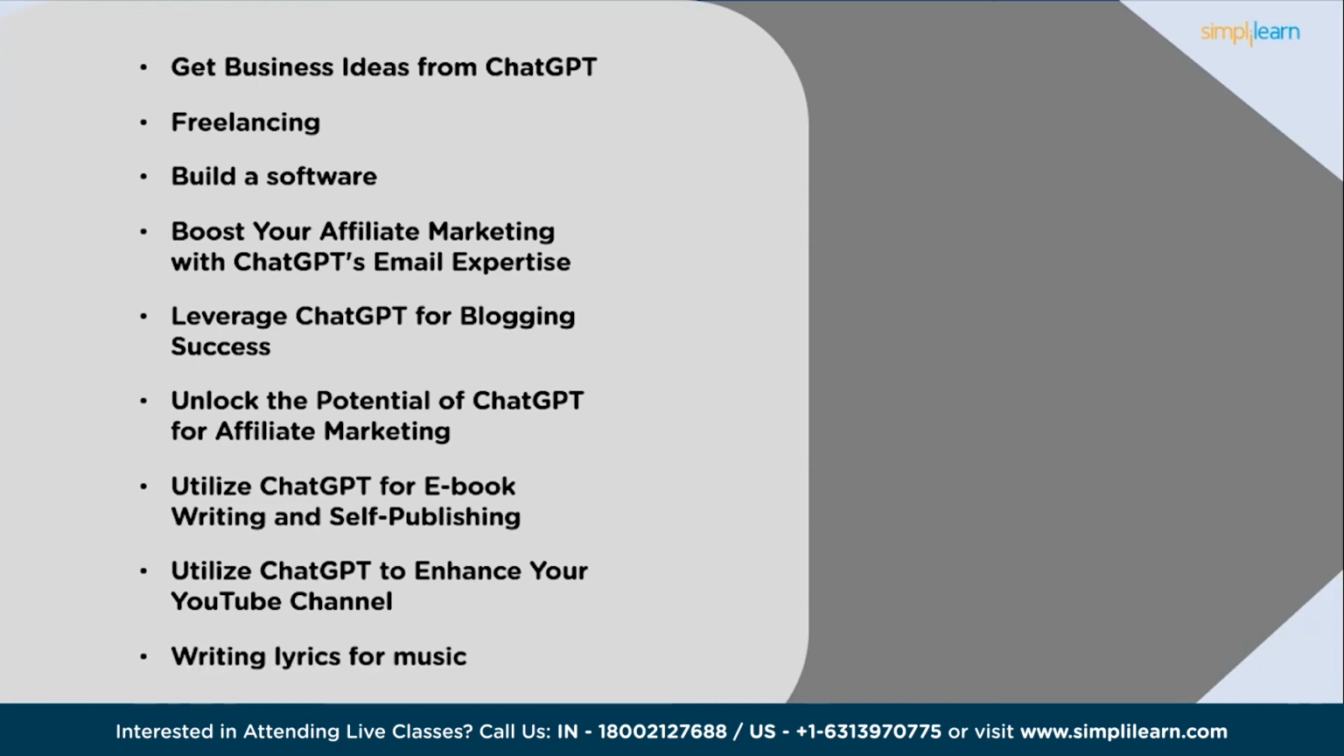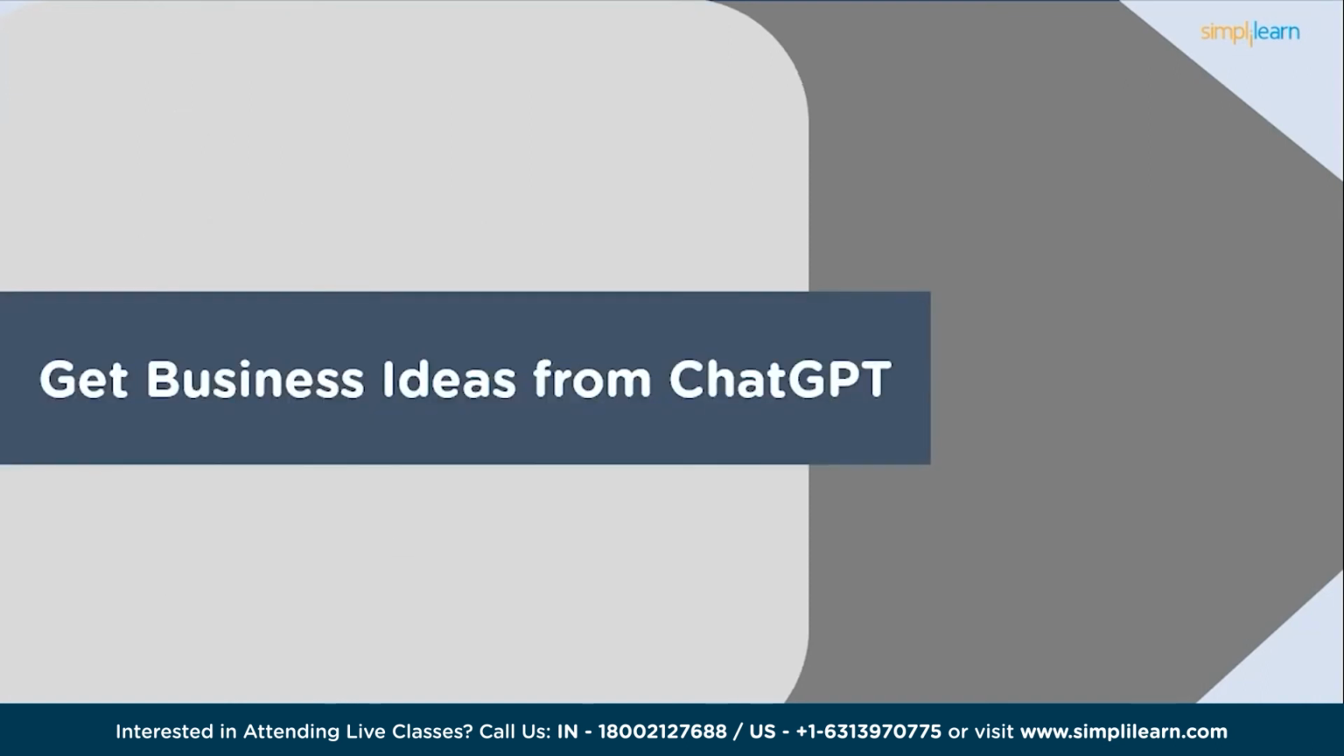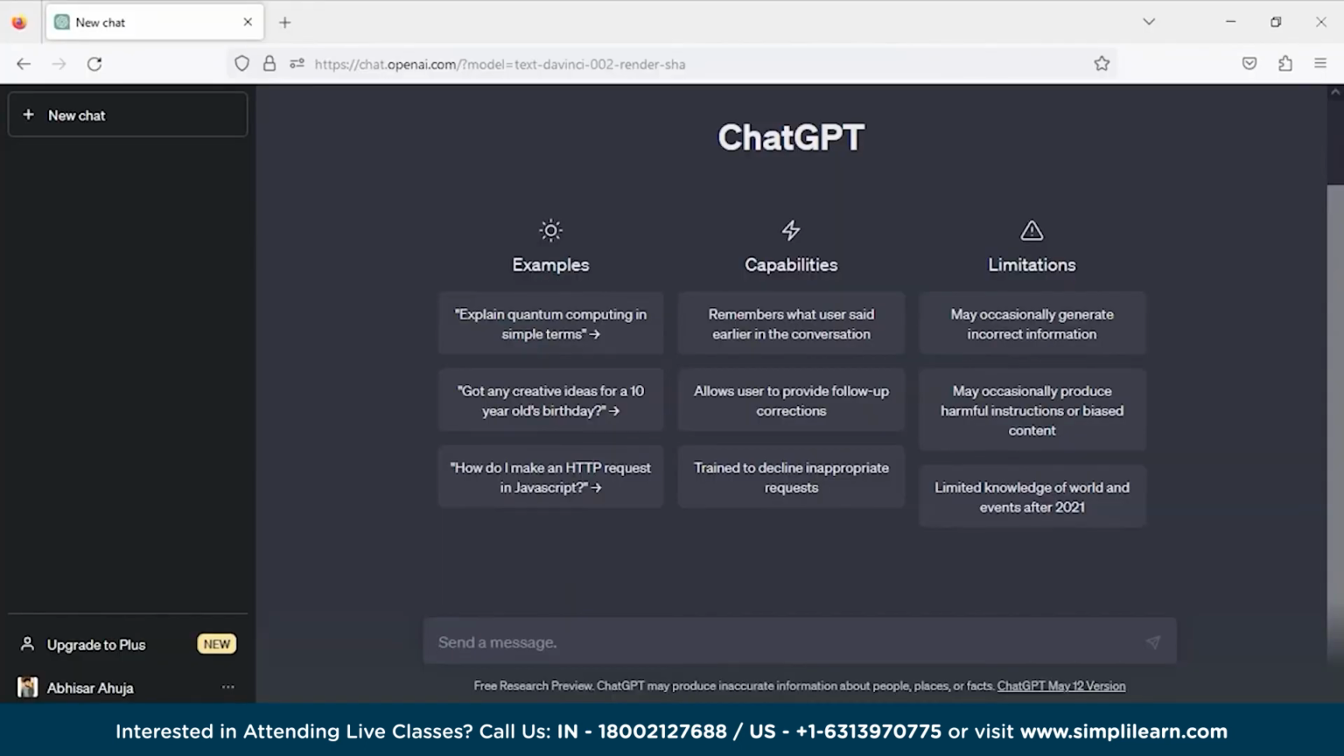So starting them one by one, we'll start with get business ideas from ChatGPT. By getting to know your interest, talent, and obstacles, ChatGPT can generate tailored business concepts that align with your expectations. Let's dive right in and ask ChatGPT for some business ideas for a computer science engineer who has experience in digital marketing and sales. Open ChatGPT and tell it that I am a computer science graduate, a computer science engineer with experience in sales and marketing.